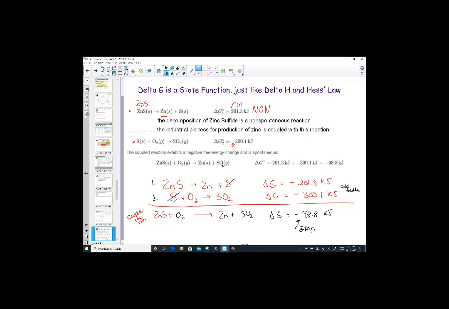So just like delta H in Hess's law of last chapter, remember those rules? If you flip the direction, you flip the sign. If you distribute a coefficient through a reaction, you'll distribute the same number through the quantity of your delta G, just as practiced in Hess's law.